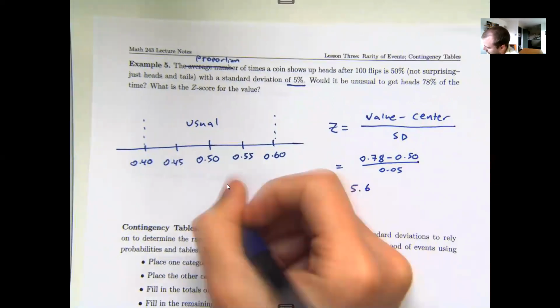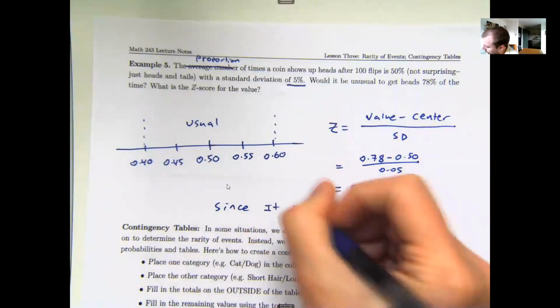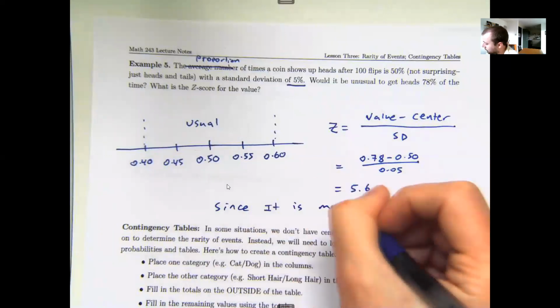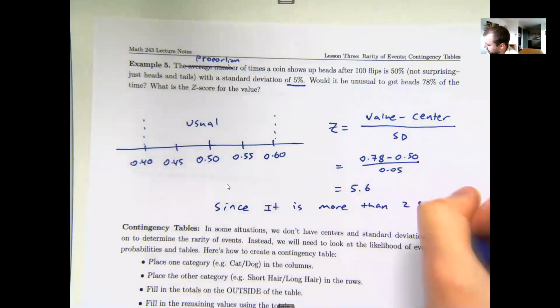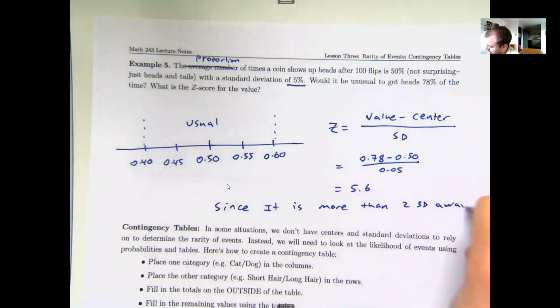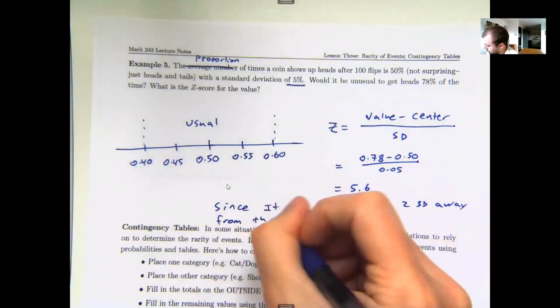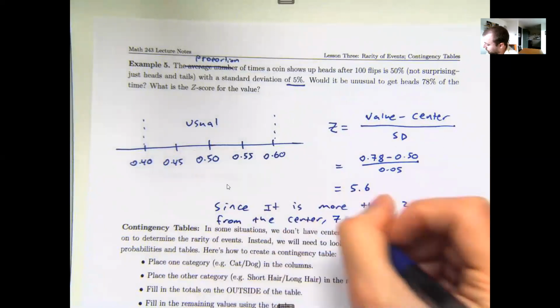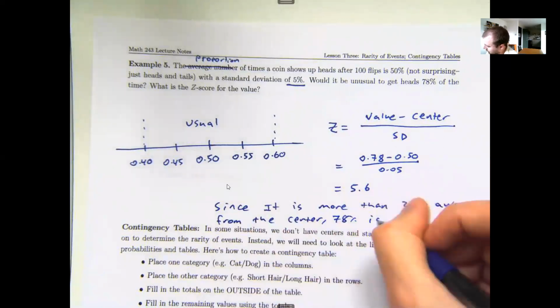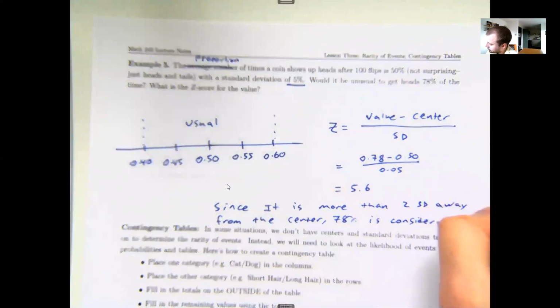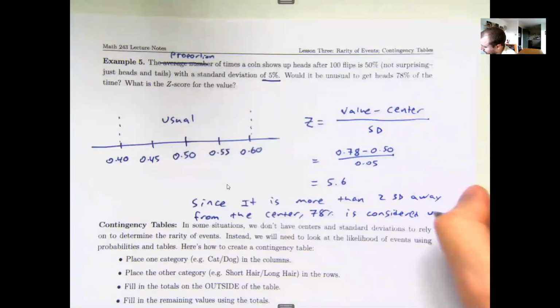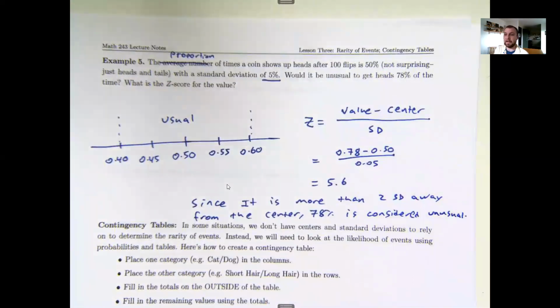Since it is more than 2 standard deviations away from the center by a lot, 78% is considered unusual. In fact, that's such a high number that if I saw someone get 78% of the time heads for 100 coin flips, I might have some evidence that they're cheating at that point.